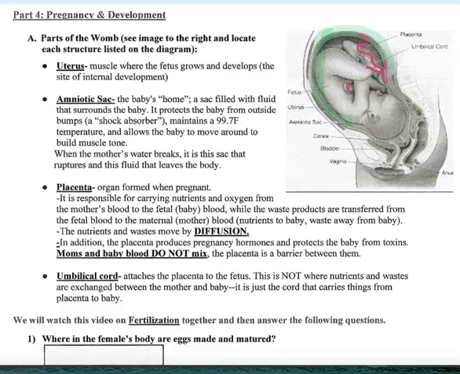So the placenta is attached to the inside of the mother's uterus. From the placenta comes the umbilical cord, and the umbilical cord is the connection line between the placenta and the baby, and it attaches at the belly button.